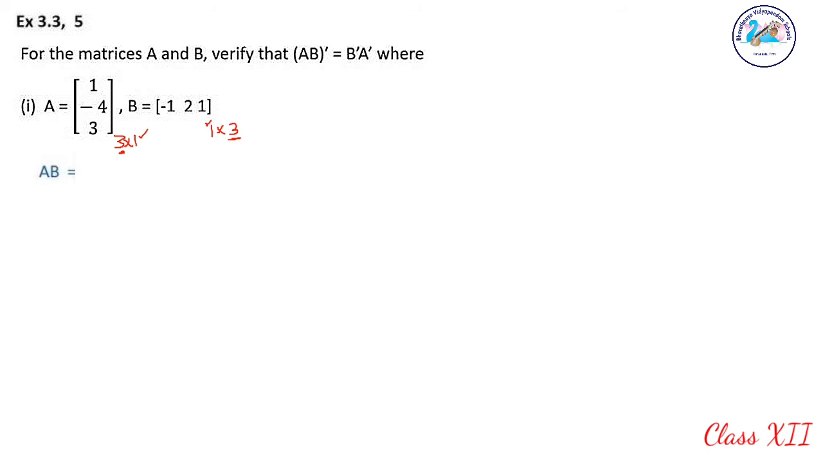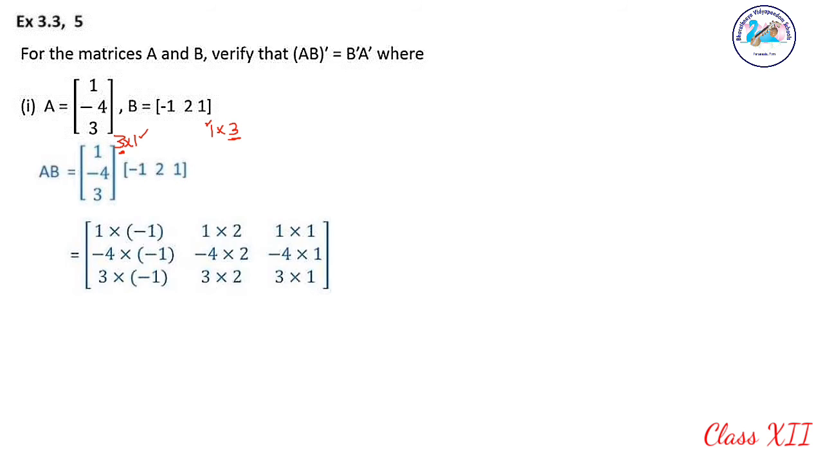First row, first column, only single elements, so it is quite simple for us to multiply. So A we have written into B. Then just go for multiplication. First row with the first column, here are only single elements, just multiply: 1 into -1, it's written. First row with the second column, 1 into 2. Then first row with the third column, 1 into 1. Next is second row with the first column, -4 into -1, it's written. Second row with the second column, -4 into 2. Second row with the third column, -4 into 1. Next is third row with the first column, 3 into -1. Third row with the second column, that is 3 into 2. Third row with the third column, that is the last element, 3 into 1.